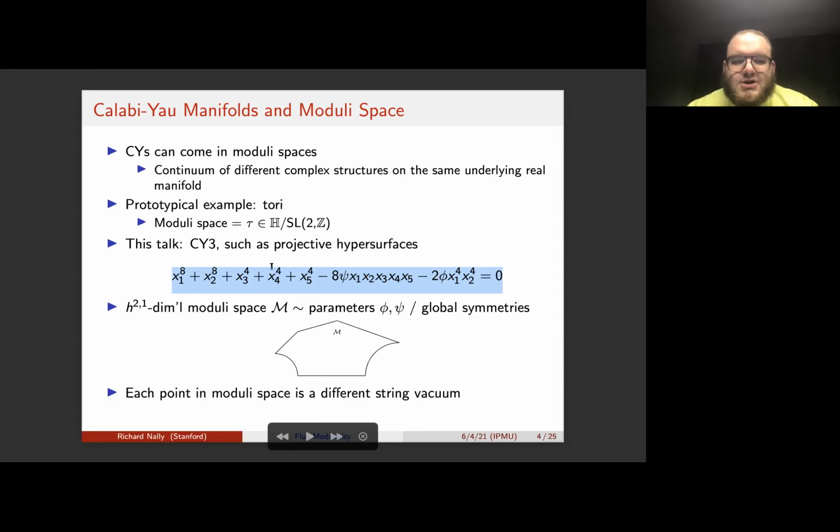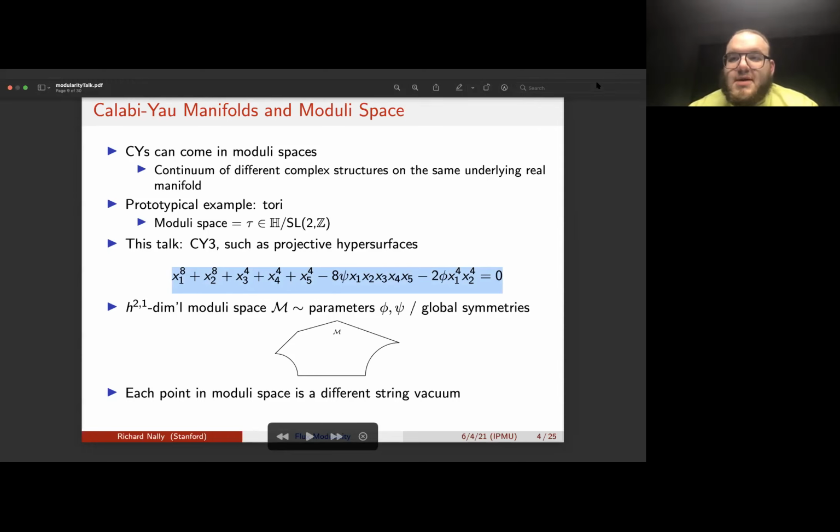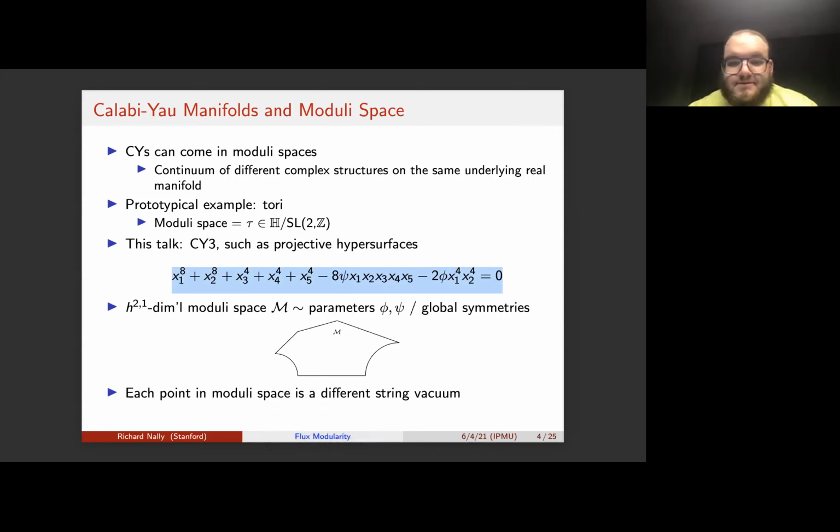The moduli space of a threefold is an H21 dimensional moduli space. In the case of this example, we have two moduli, psi and phi, and the moduli space is these parameters, psi and phi, quotiented out by some global symmetries. This is quite analogous to the torus, where your moduli space is the space of allowed values of tau, again, quotiented out by some global symmetries. Each point in moduli space gives you a different Ricci flat Kähler manifold, so a different solution to the lower energy equations of motion.